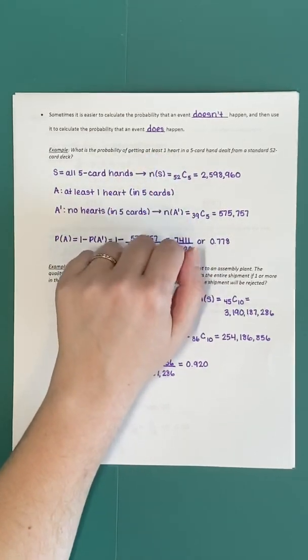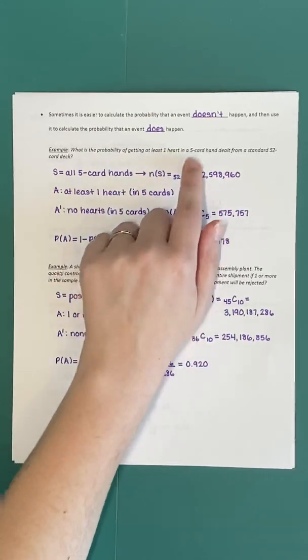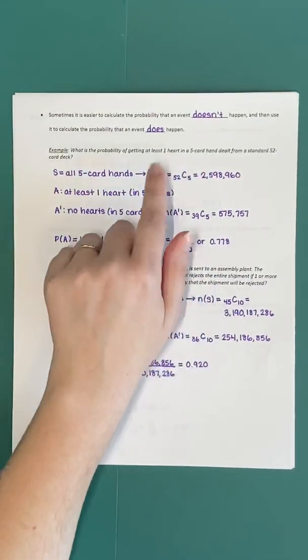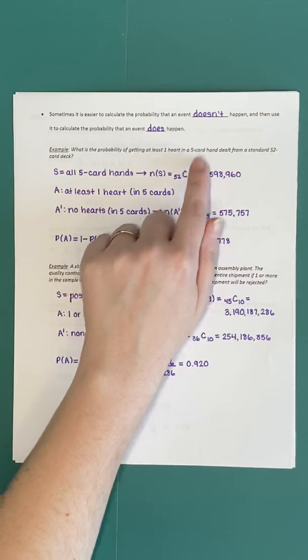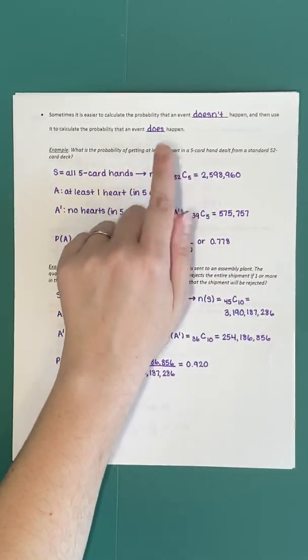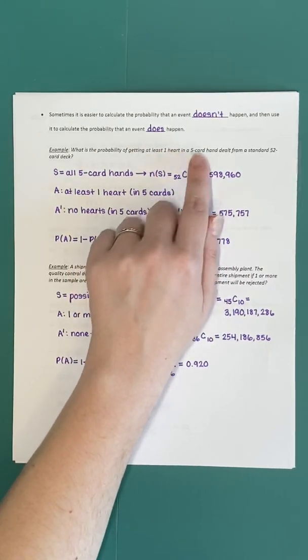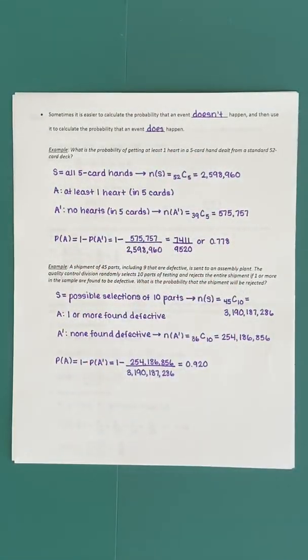Well, what does that mean? Well, it means we'd have to consider one heart out of the 5 cards. We'd have to consider 2 hearts out of the 5 cards and then 3 other cards. We'd have to consider 3 hearts out of the 5, 4 hearts out of the 5, and then we'd also have to consider the possibility that we get all 5 hearts when we draw.